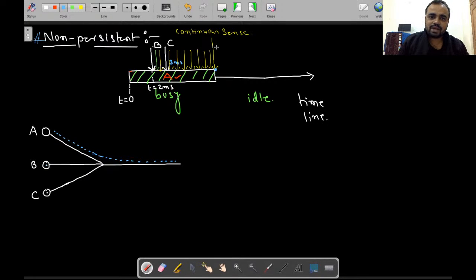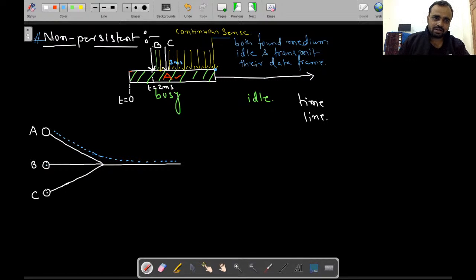Now at this edge point, both find the medium idle and transmit their data frame. Got it? And definitely the collision will occur. So this is the method in case of the non-persistent method.